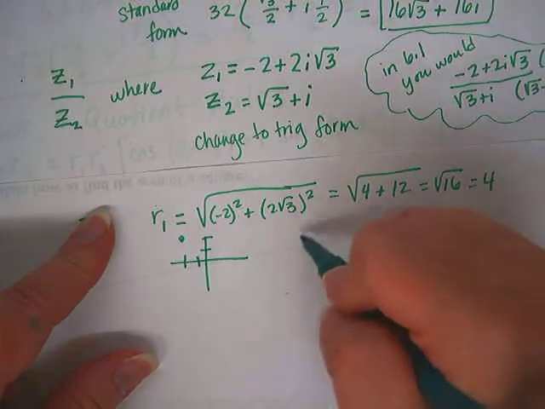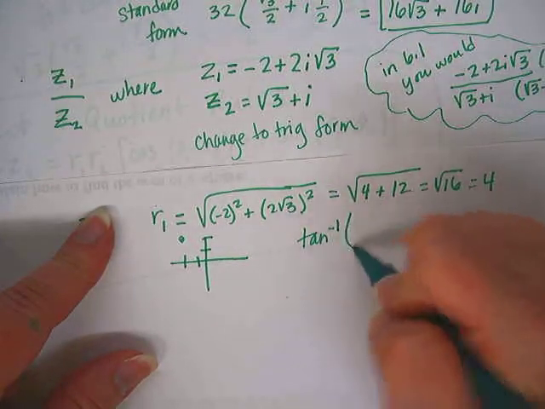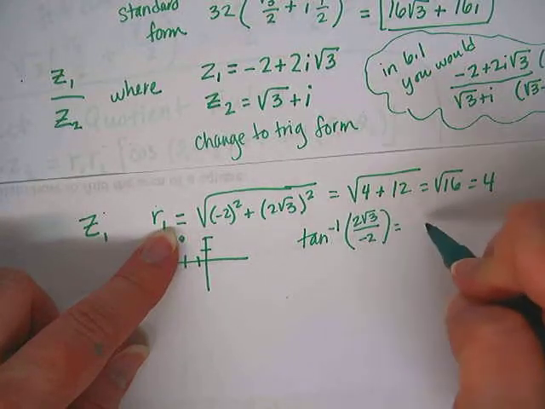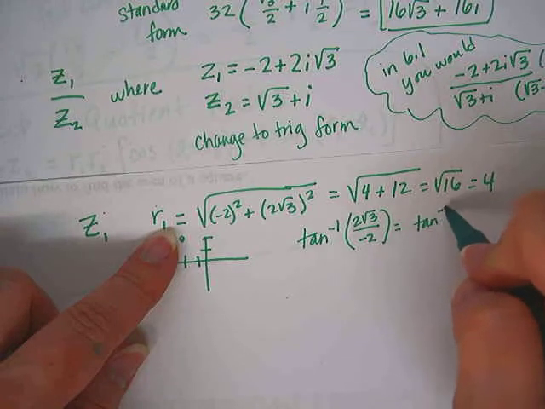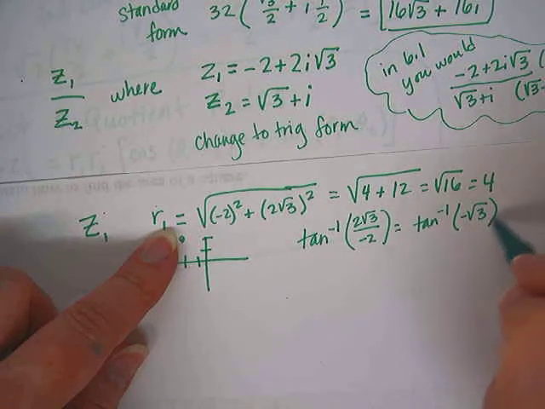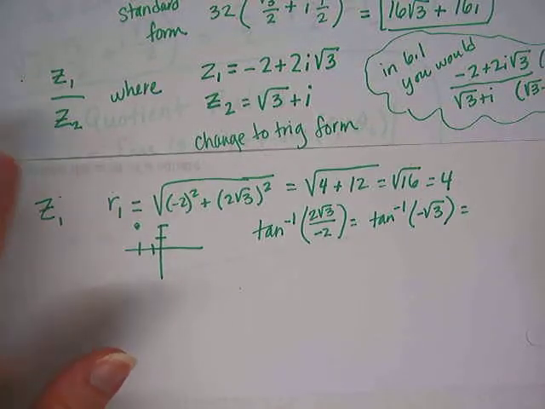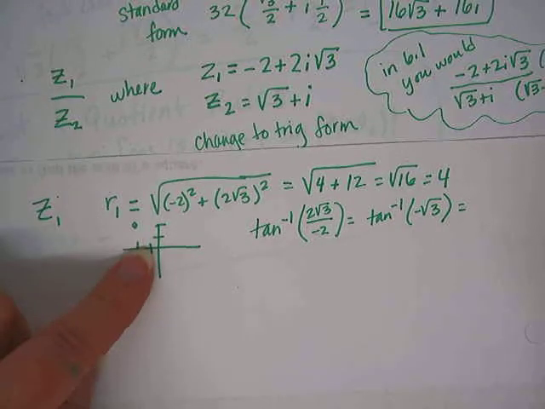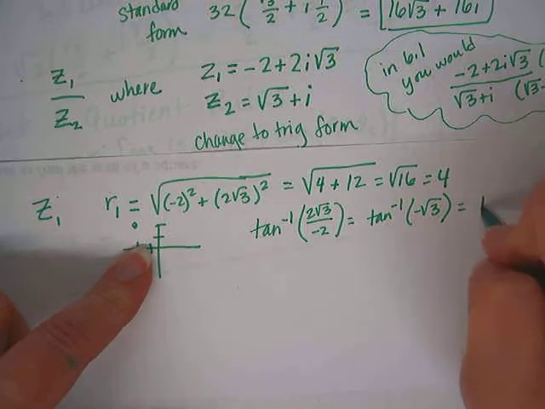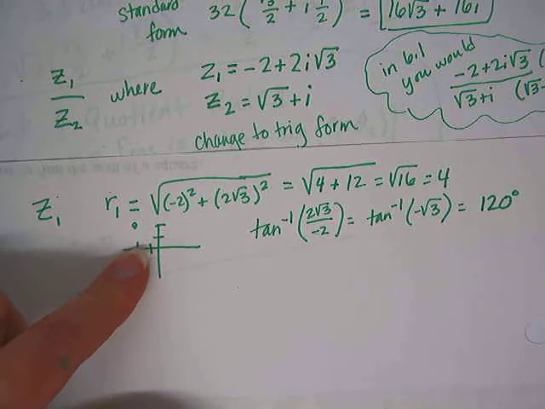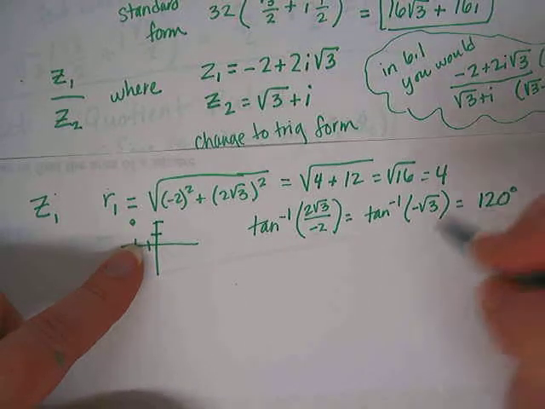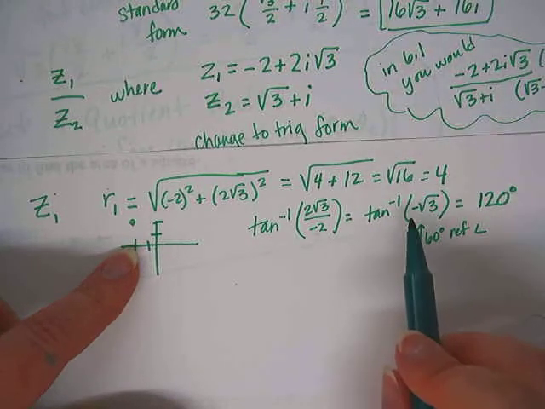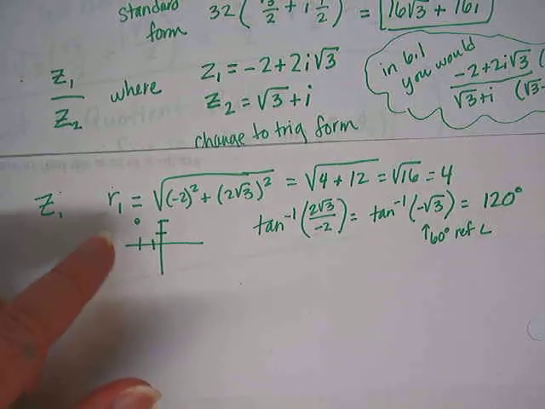Then I'm going to just quickly graph it. So that's in the second quadrant somewhere. So to find theta, I do the inverse tangent of 2 square root 3 over negative 2, which is the inverse tangent of negative square root of 3. And the inverse tangent of square root of 3 is a 60-degree reference angle, but it has to be in the second quadrant, so it's going to be 120 degrees. Do you see how I figured that out?